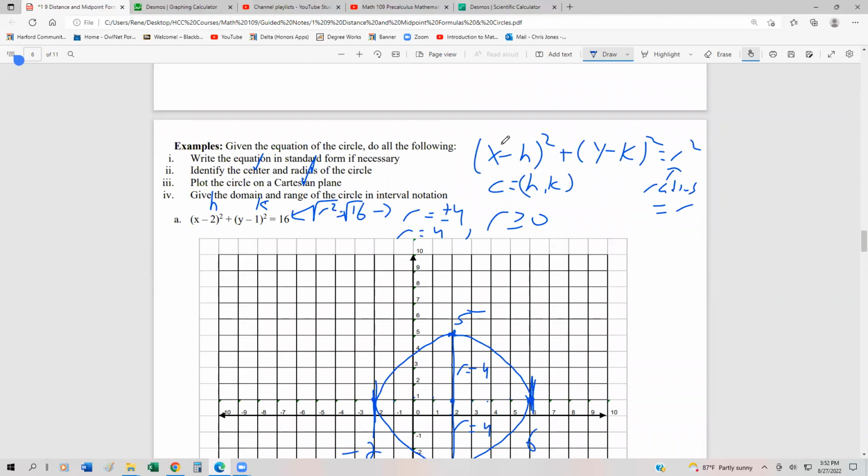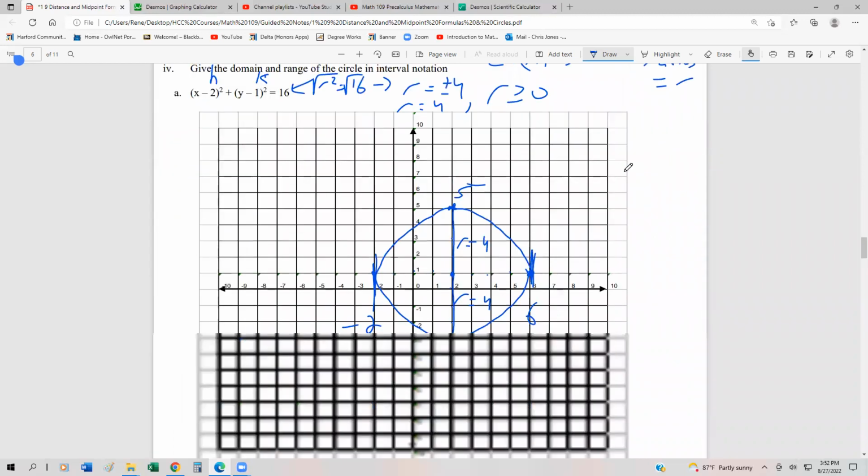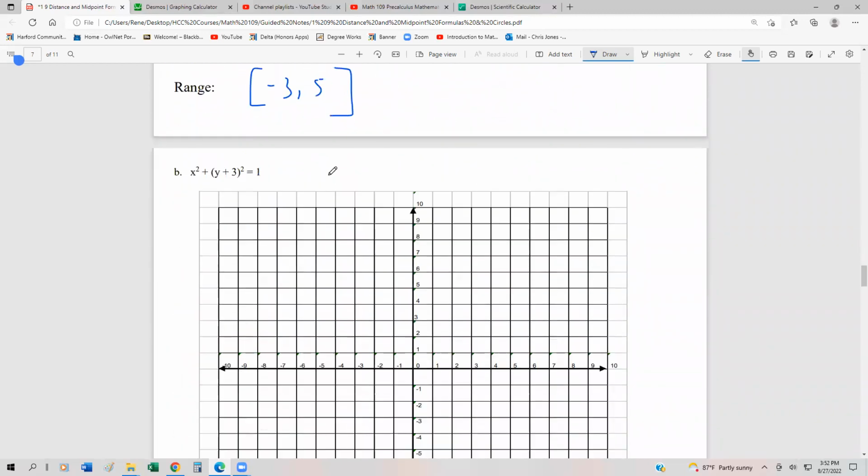Okay, keep in mind this is our equation. So let's move on to the next example. So we have x² + (y + 3)² = 1. And so in this example, think of x² as being written as (x - 0)², and then (y + 3)² = 1. All right, and so we know that h in this example is going to be 0, k is going to be -3.